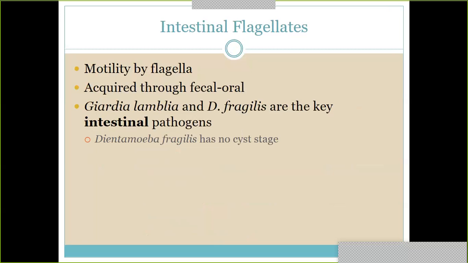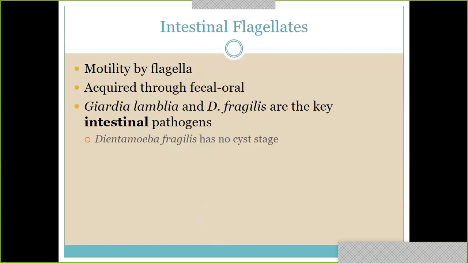All right, so now that we're done with our amoebas, we're going to go into our next category, which is flagellates, specifically intestinal flagellates. So all of these are going to be acquired fecal-orally. The two pathogens here are going to be Giardia lamblia and Dientamoeba fragilis. So those are the two intestinal pathogens. We are going to see other flagellates that are pathogens, but they're not going to be intestinal based.